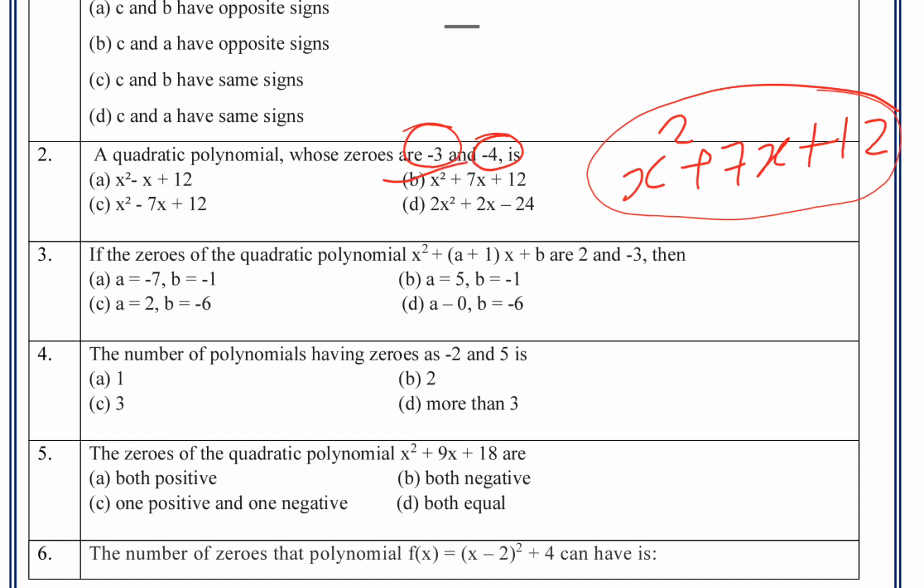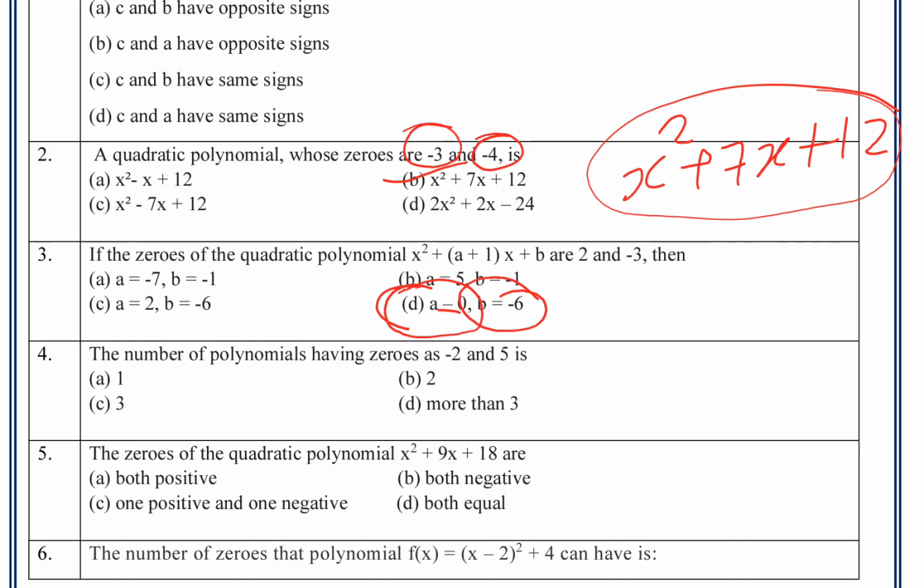The option is B. Then the third one: if the zeros of the quadratic polynomial x square plus (a plus 1) into x plus b are 2 and minus 3, then what is the answer you will get? That is the D answer. A equals 0 and b equals minus 6 is the answer. This is very important.